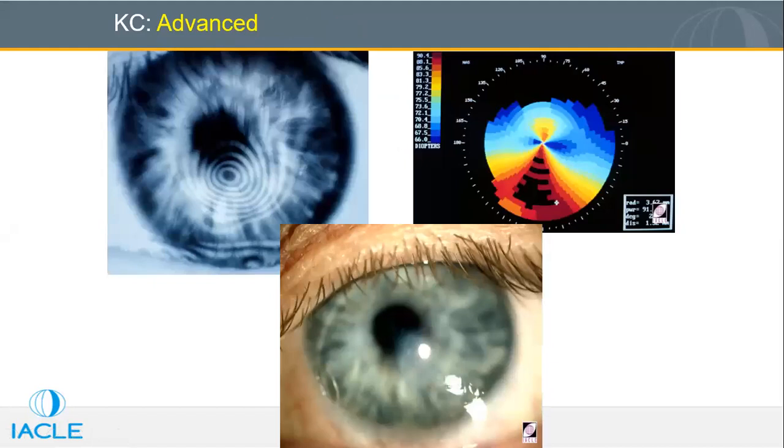So advanced cone का feature क्या है? One of the advanced cone features is that you will see a very severe steepening in the topography picture. And on the slit lamp, you will see apical scarring. The cone becomes so advanced that there will be Vogt's striae, and sometimes, because of too much stretching of the cornea, and if this patient is using contact lenses, this apical scarring is one of the features that you will see in the advanced cornea. So advanced cones would be having scarring in their corneas.